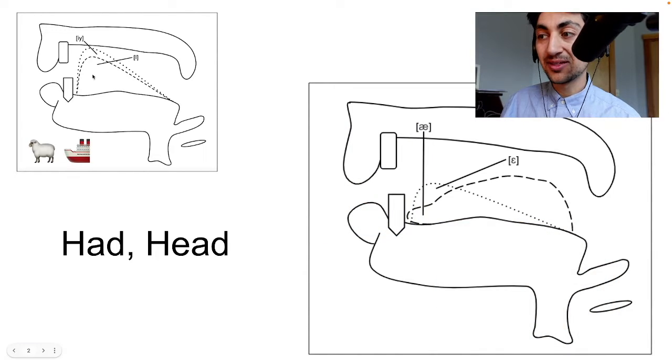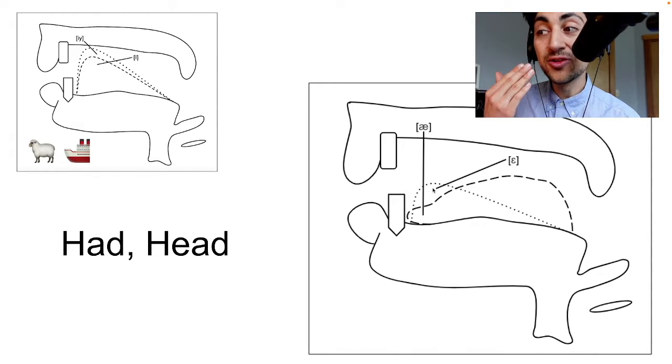So in our last video, we looked at the difference between sheep and ship. And this week we're looking at the vowel in had. Notice this tongue here. And head. Notice this tongue here. Head.